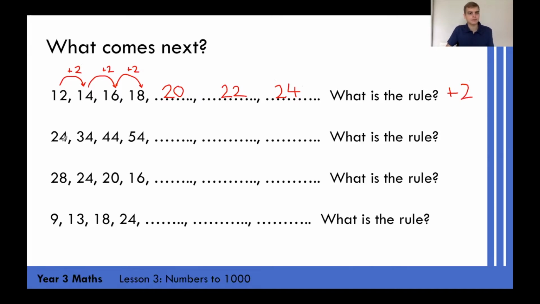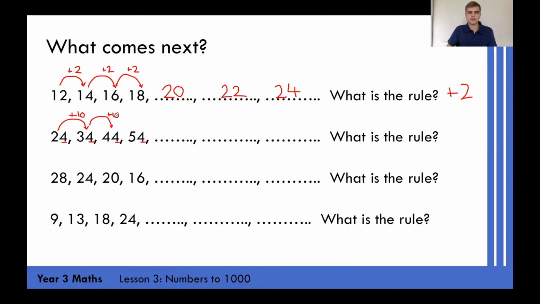Excellent, next one then, 24, 34, 44, 54. So, what are my next 3 numbers in this number pattern? Have a think. So I can see actually my ones are staying the same, aren't they? I've always got 4 in my ones. Just looks like my 10s are doing something. So I've got 2 10s here, I'm adding, and then I'm going to 3 10s. So here I know I'm adding 10. Here I'm going to add 10. So I think the rule on this one is that I add 10.